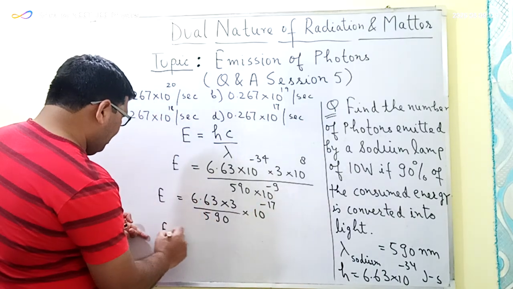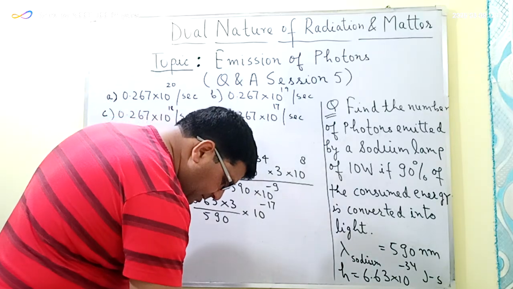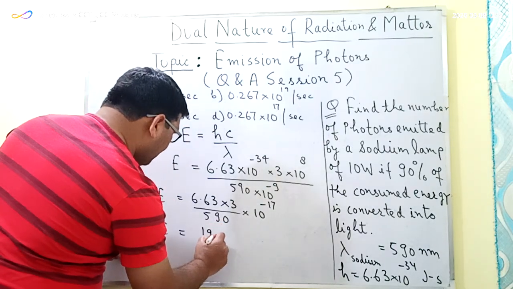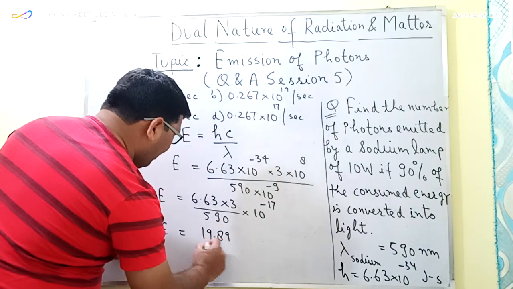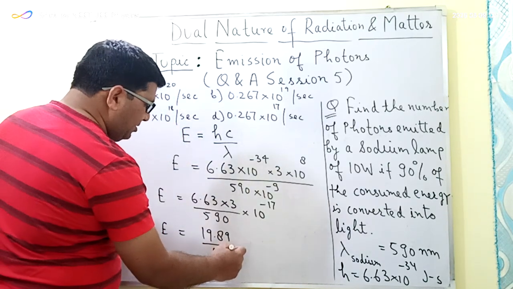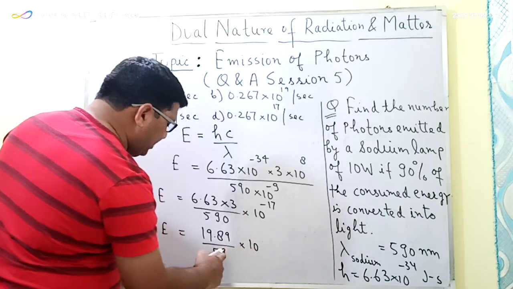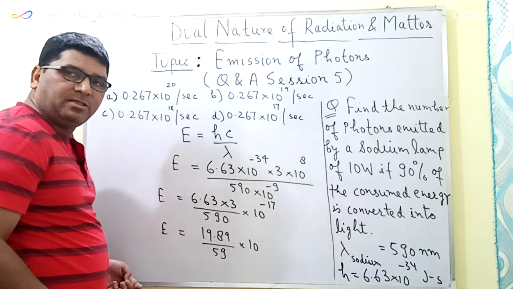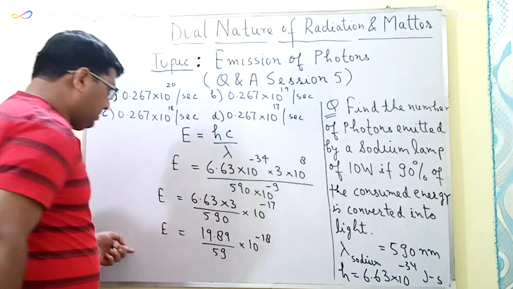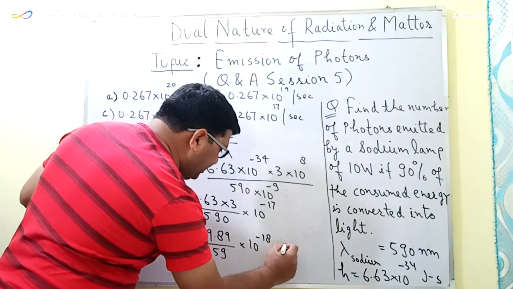So E is equal to, now 6.63 into 3 is equal to 19.89, divided by 59 into 10. So I can write this value as 10 to the power minus 17, and if that 10 is taken in the numerator, this will be 10 to the power minus 1. So I will get the energy of the photon as 19.89 divided by 59 into 10 to the power minus 18 joules.